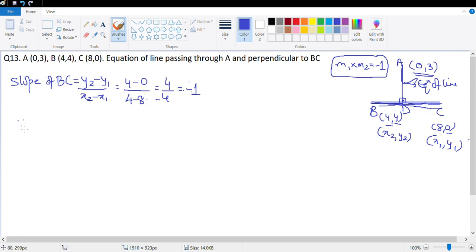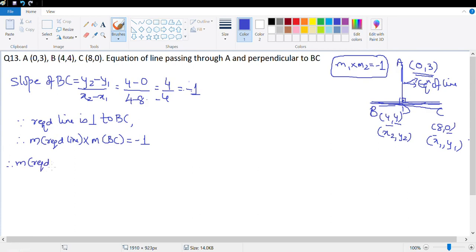So let's write, since required line is perpendicular to BC, therefore slope of required line multiplied with slope of BC will give me negative 1. So therefore slope of required line into negative 1 is equal to negative 1. Therefore slope of the required line is equal to 1. So I know the slope of this line now is 1 and it passes through (0, 3). So I know I can find the equation.